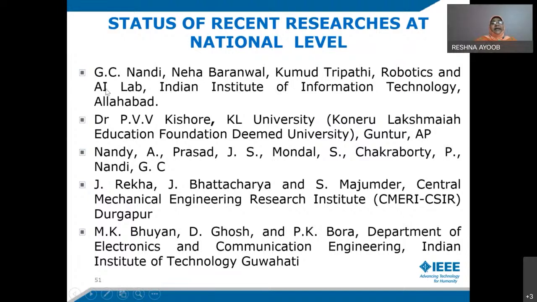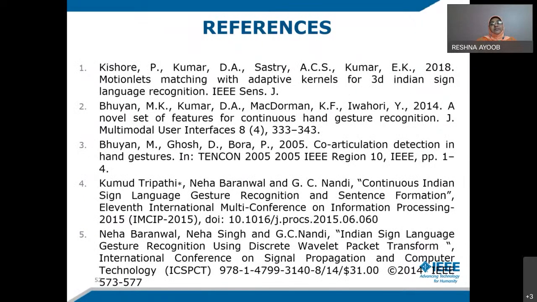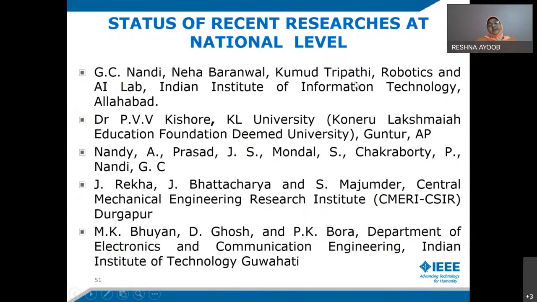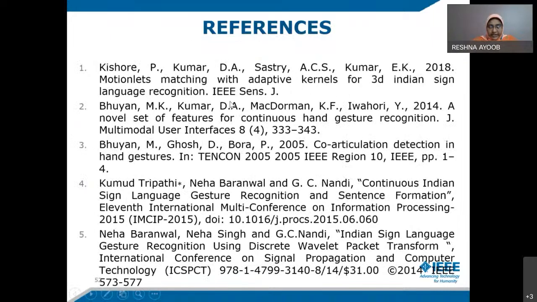The Robotics and AI Lab of Indian Institute of Information Technology, KL University, CMERI, CSIR Durgapur, Institute of Guwahati, etc. are the major institutions where this research is going on. And many people who are doing their PhD are also working on this. So it is not only a part of research, but if we are developing a system, we are doing good to the deaf and dumb people of our society.